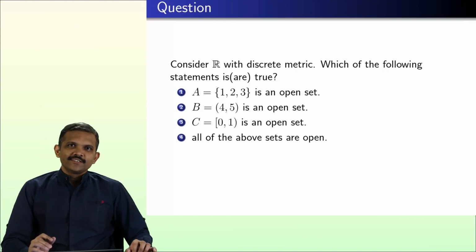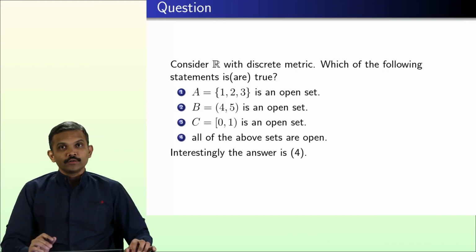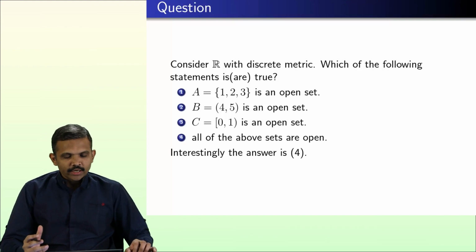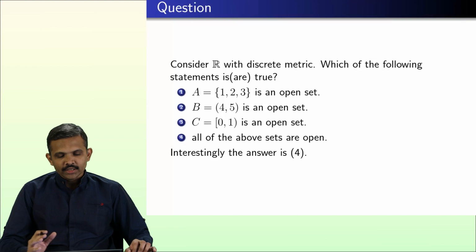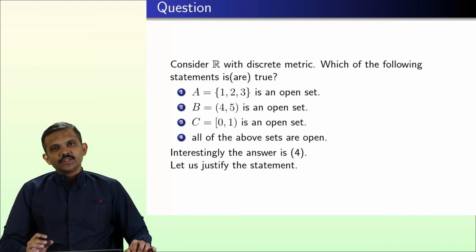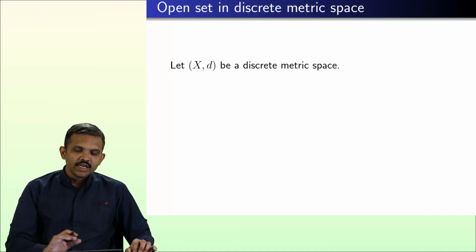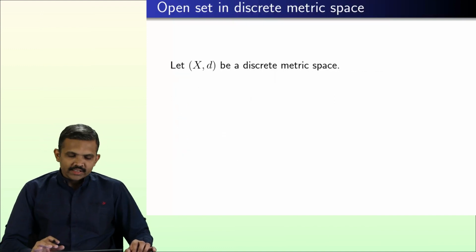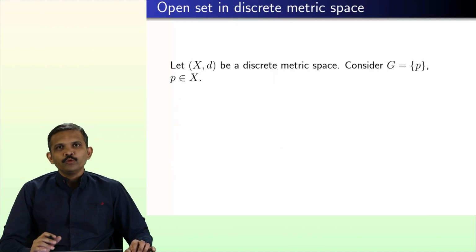So, interestingly, the answer is 4, that is, all the above statements are correct. That means what we are trying to say is all the sets A, B and C are open. So, let us justify the statement in general, in fact. So, let us go for a discrete metric space. Let (X, d) be a discrete metric space and let me take a singleton set to begin with.